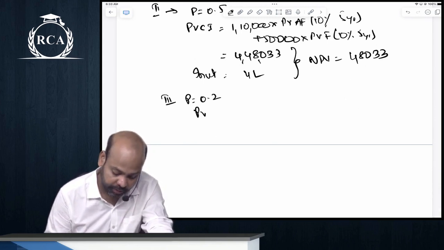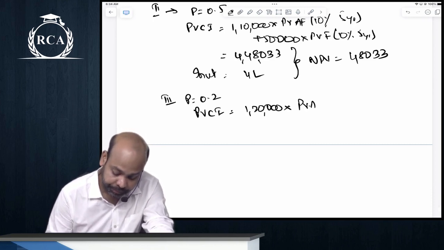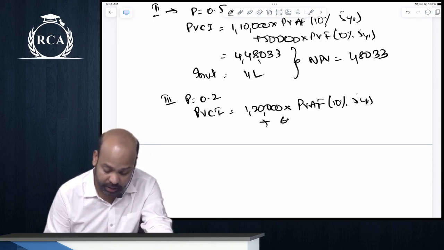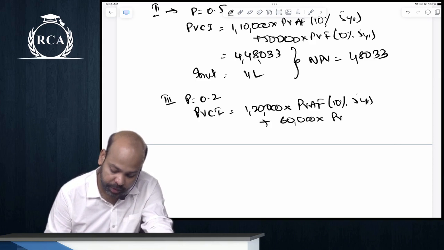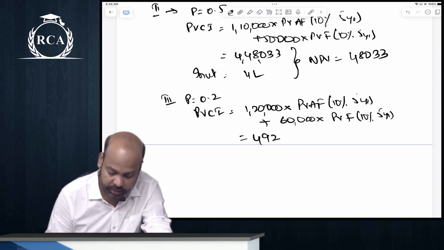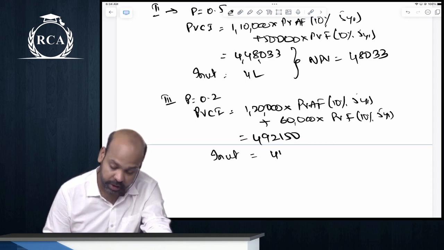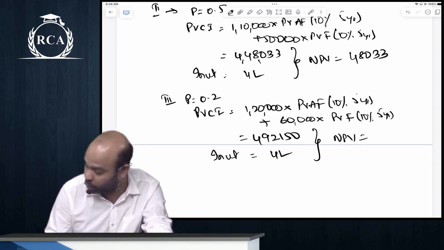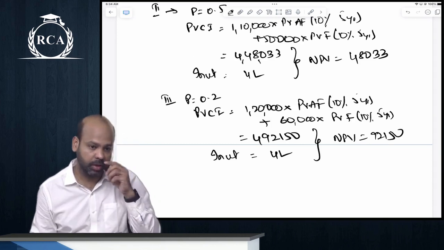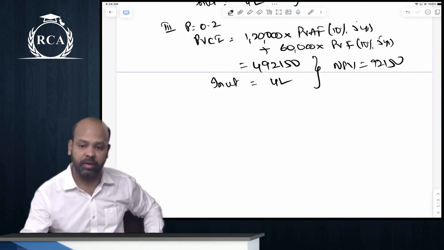Probability is 0.2, guys. PVCI would be 1,20,000 multiplied by PVAF at 10% for 5 years, guys, and plus 60,000 into present value factor at 10% for the 5th year. How much will this come to, guys? 92,150. Your investment is still 4 lakhs, guys. Therefore, the amount of NPV would be 92,150. Any doubt in this?